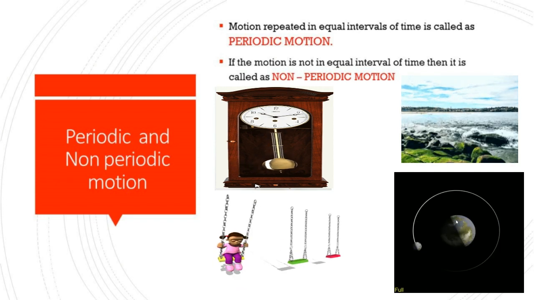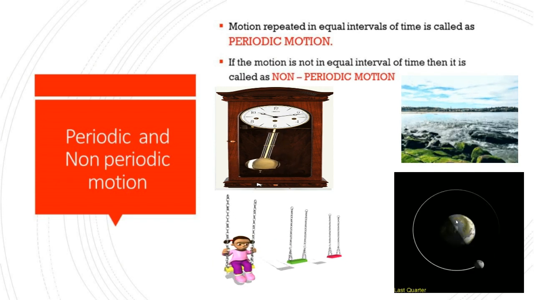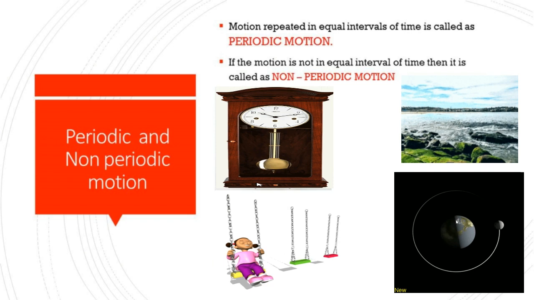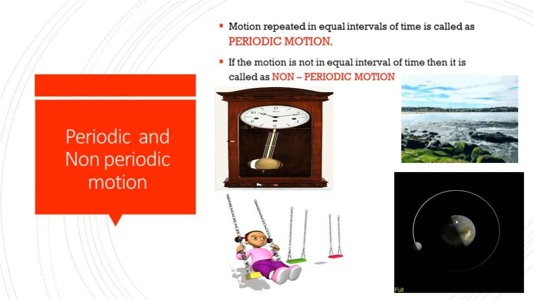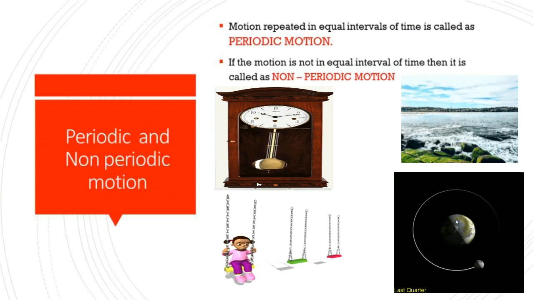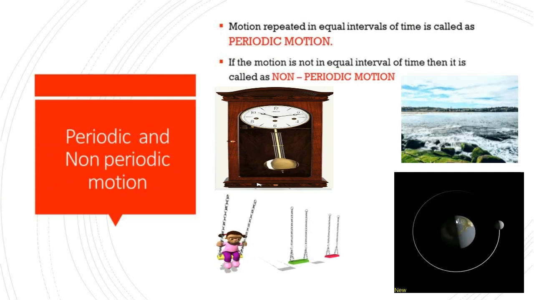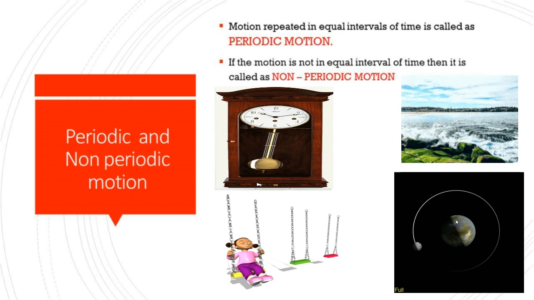Periodic and non periodic motions. Take the case of the hour hand of a clock. In one day, it makes two rounds. Look at a bouncing ball. It bounces a certain number of times for a given time interval or period. Look at the water waves.